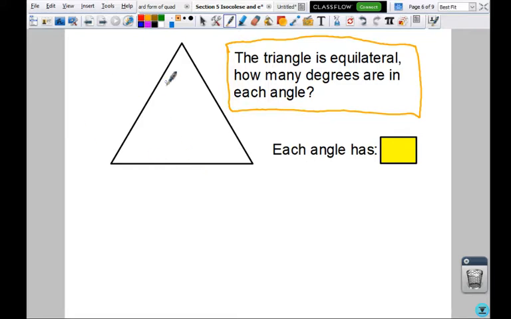All right, so these are all going to be 60 if it is equilateral and equiangular. So each angle has 60 degrees. Keep that in mind because some questions are going to ask you, and you're going to need to know that in an equilateral triangle everything is 60 degrees.